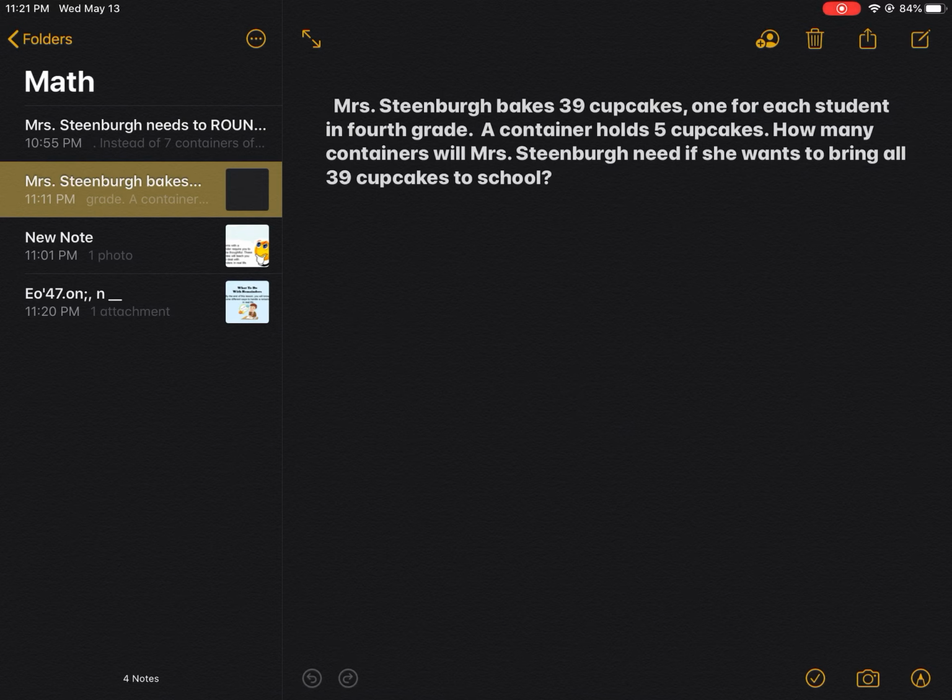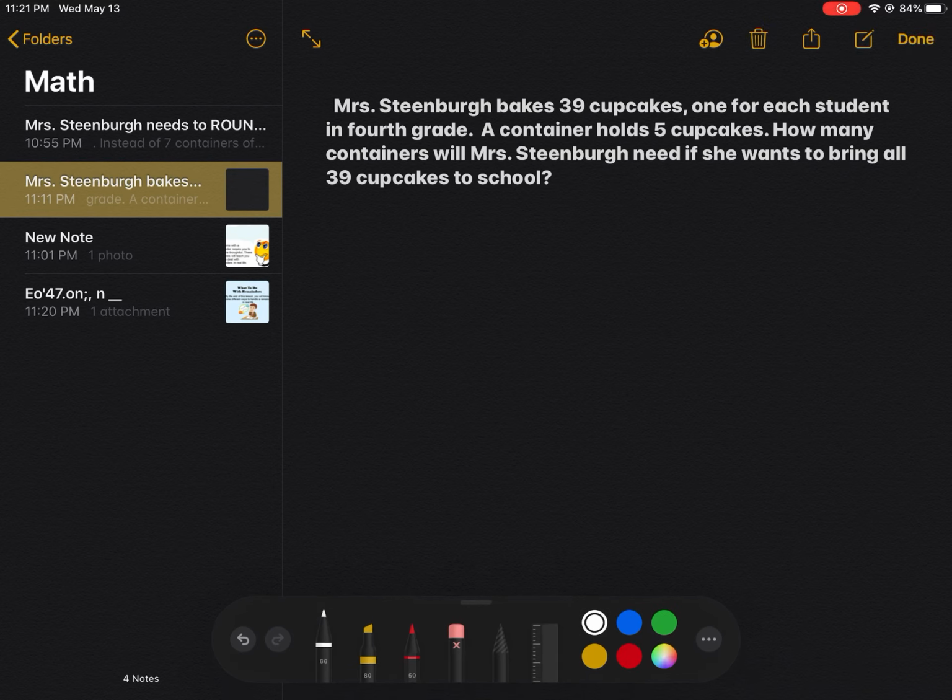Mrs. Steenberg bakes 39 cupcakes, 1 for each student in 4th grade. How nice. A container holds 5 cupcakes. How many containers will Mrs. Steenberg need if she wants to bring all 39 cupcakes to school? Okay, so this is a standard division problem.